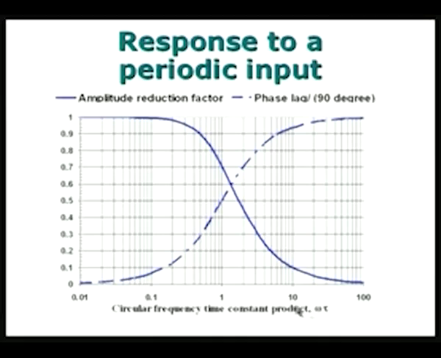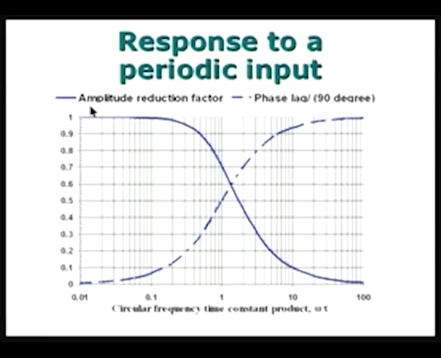Of course, omega tau product can go from anywhere from 0 to infinity in principle, that means very small values to very large values. If omega tau tends to 0, obviously it is like steady state, there is no variation with respect to time, and when omega tau tends to infinity, that means that the input frequency is very high or the time constant is very large, one or the other.